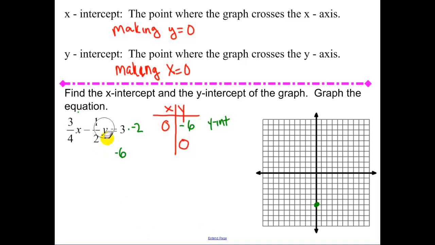Now, I erase my work here, and I make y 0, that's going to give me my x-intercept. So if I make y 0, that term goes away, because 0 times anything is 0. I multiply then by 4/3. So x, therefore, is going to be 4. So I have the point 4, 0. And then, if I'm graphing this, I just connect these 2 points.